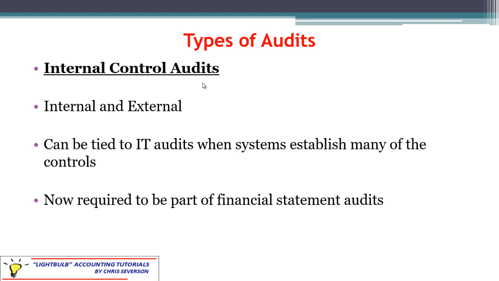So now they do have to give a separate opinion on the internal control, whether there are any weaknesses there, whether it's a strong enough internal control system to try to prevent any fraud or material misstatements. So that's a change. Again, it's been around for quite some time now, but it was Sarbanes-Oxley at the early part of the century that caused that.